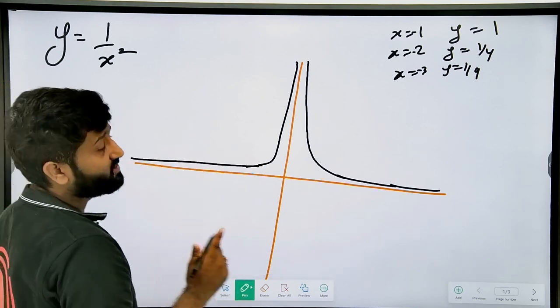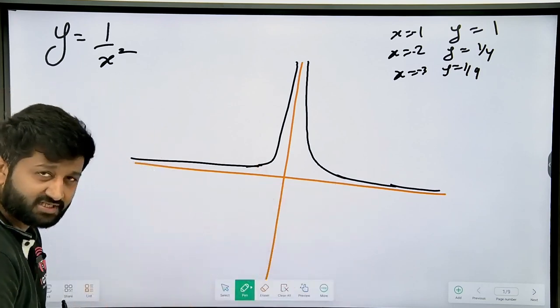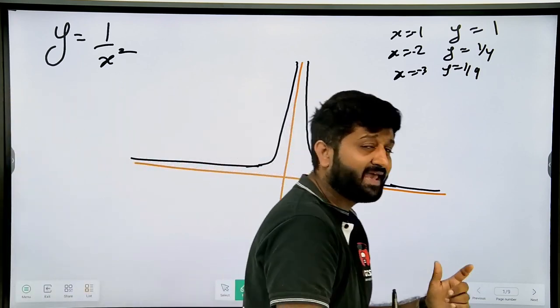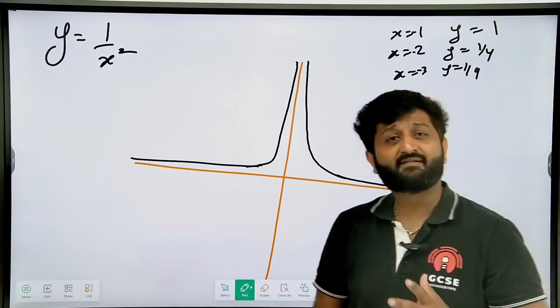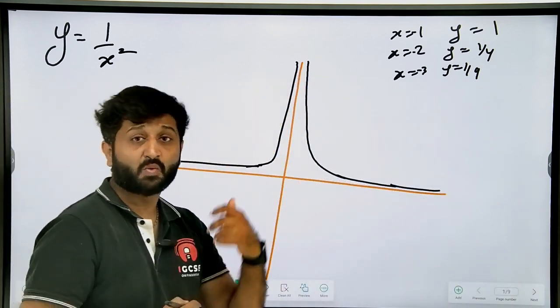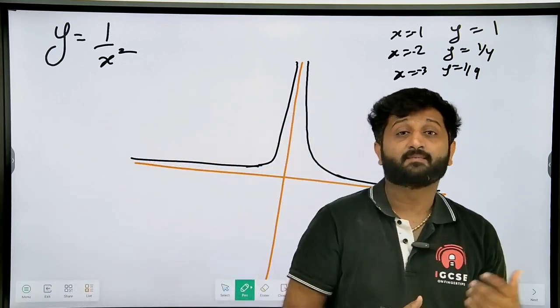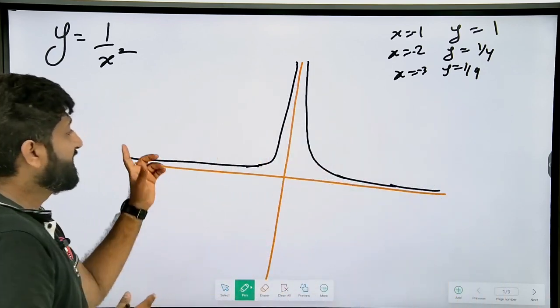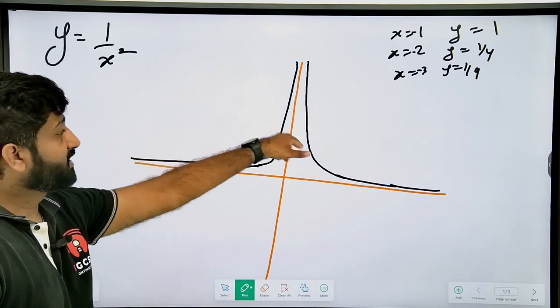Again, please ensure that these graphs do not touch the x-axis or the y-axis, because at that point the values are not defined, right? Because when x is 0, y is going to be 1 by 0. So it is forming an asymptote. Again, this is y is equal to 1 by x square.